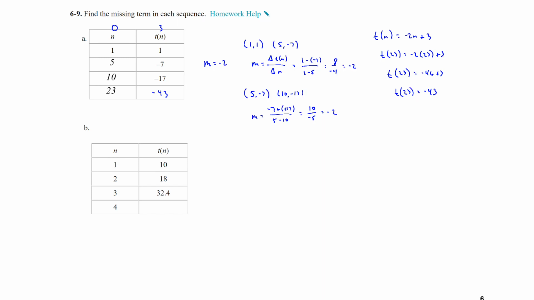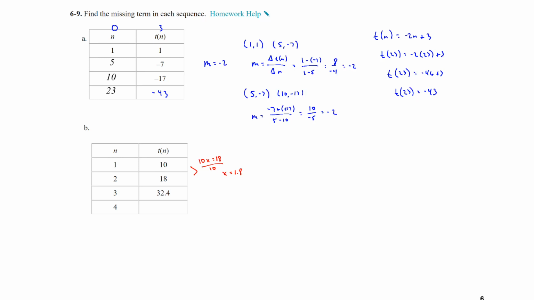On B, we have 10 that is going to 18, so that's plus 8. And then 18 to 32.4 is definitely different than 8, so it's not going to be arithmetic, and these are going up by 1. So if these are going up by a constant of 1 and these are not, then we know it's not arithmetic. So maybe let's look at geometric on this one. What do we multiply 10 by? 10 times what gives us 18? Well, if you divide by 10, you're going to get x equals 1.8.